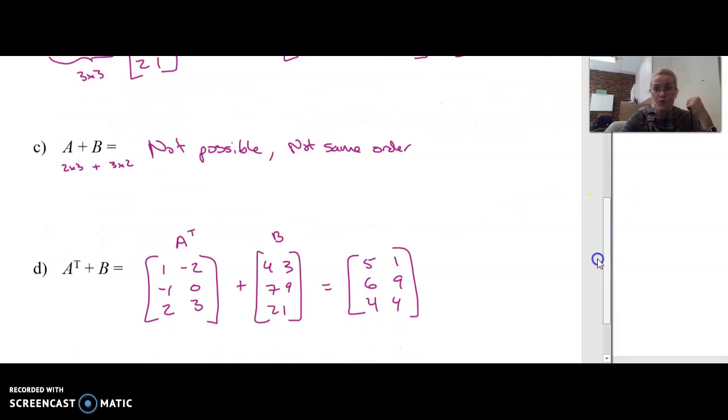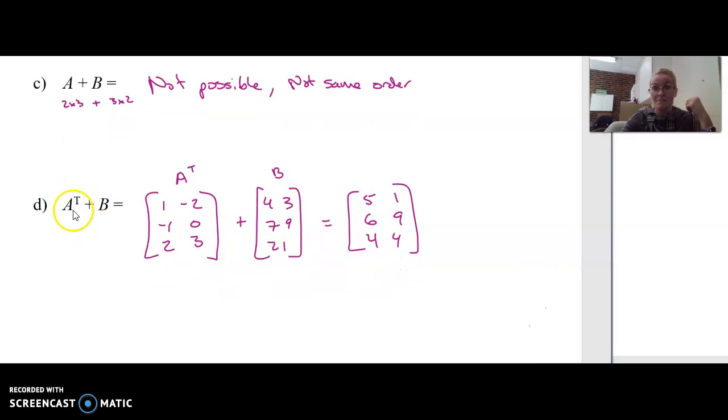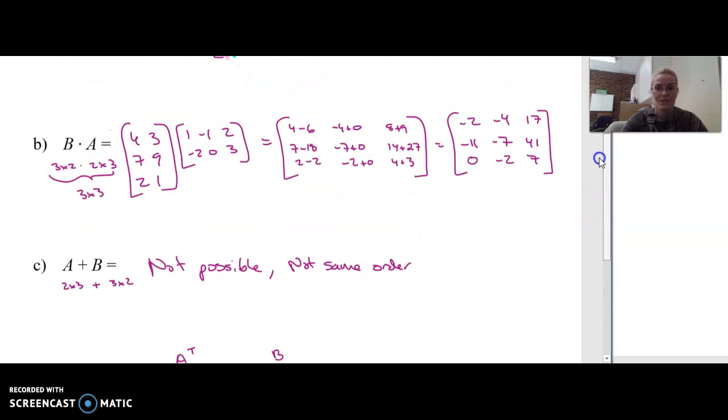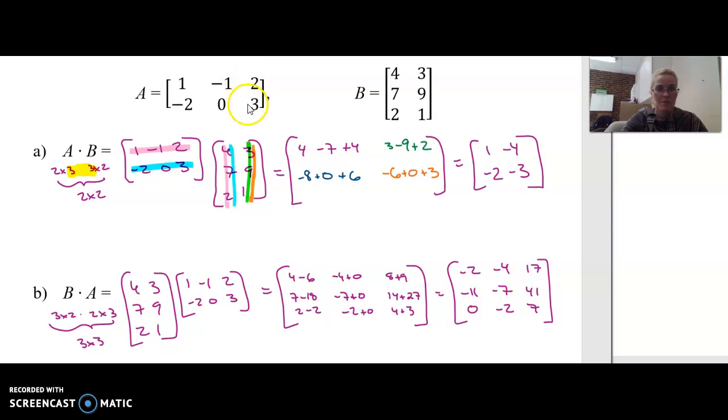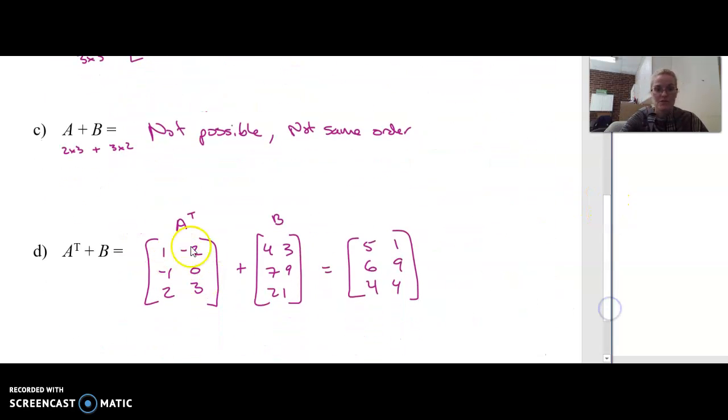However, if you remembered what this notation T meant, A transpose, again, A transpose means we take all the columns of A, right, and make them rows, right? So this column, 1, negative 2, is going to become the first row, 1, negative 2. The second column becomes the second row. The third column becomes the third row.